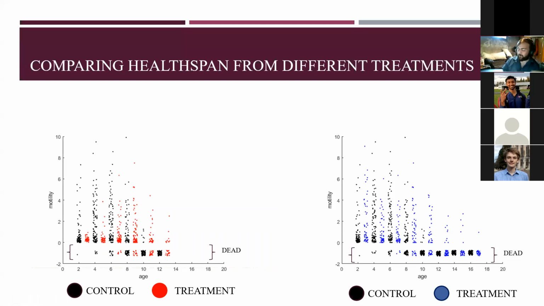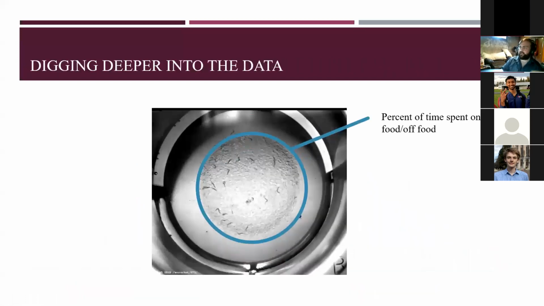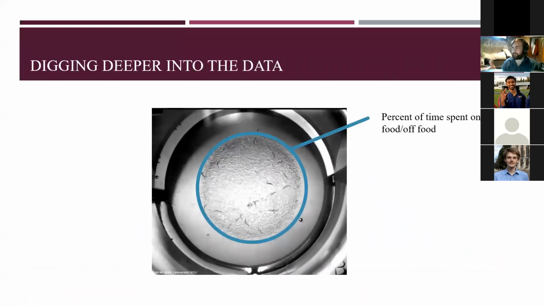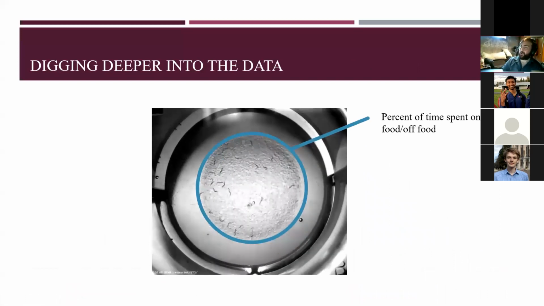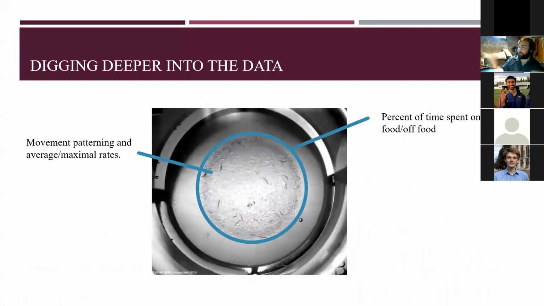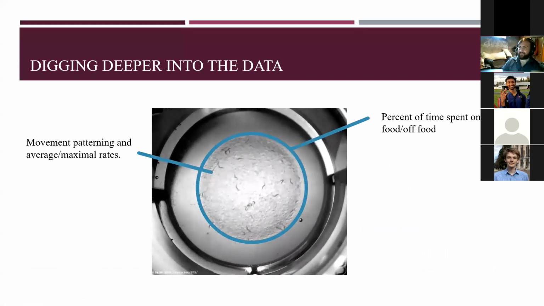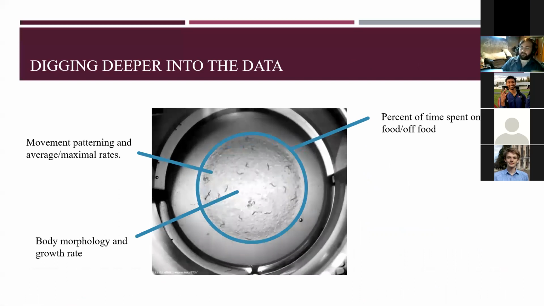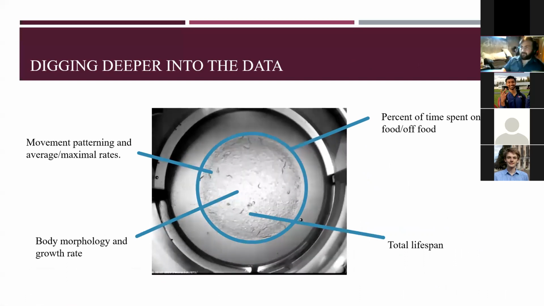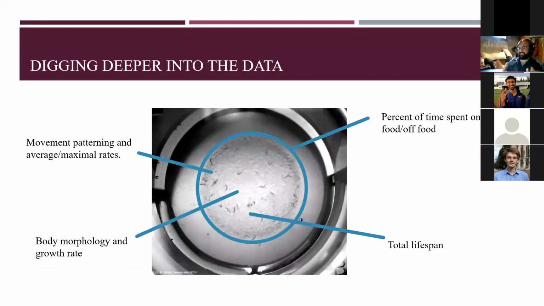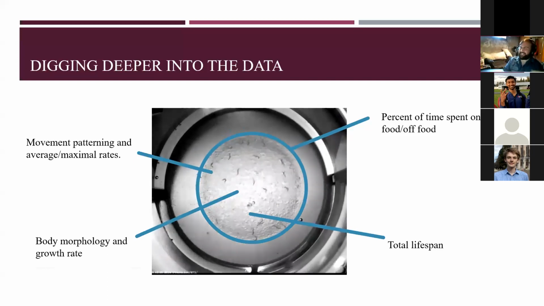And so this is just a part of what we can do. Digging in deeper into data, we can look at the percent of time spent on and off food as a metric for how well they're able to sense their surroundings, as an almost neurological behavior. We can look at movement patternings, average and maximal rates as a function of health. We can look at their body morphology, growth rate, and all in the concept of total lifespan. But as you can imagine from the data that I've showed, this is very time consuming to annotate all of.